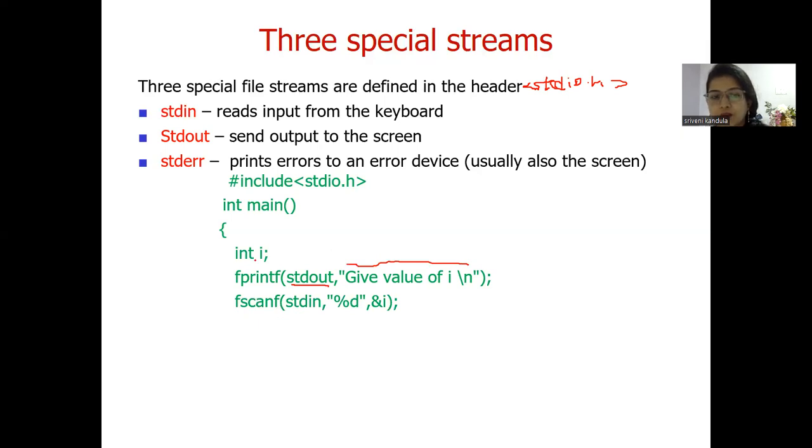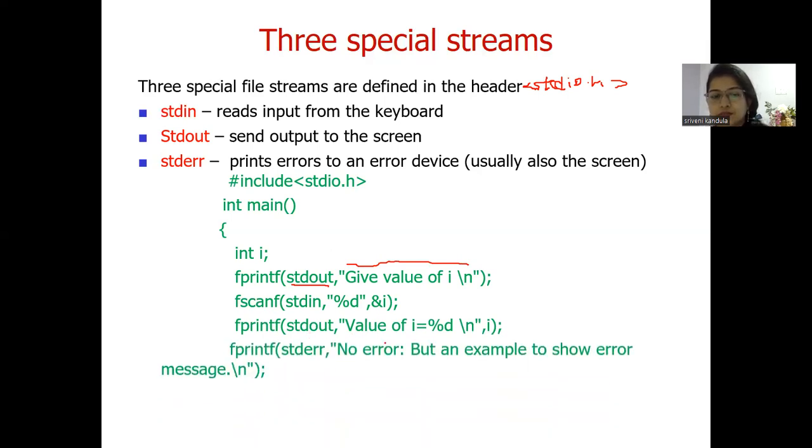And now I want to read the value of this I. So I can use stdin. And whatever value is read, if you want to display the same thing, again we are using stdout. And if you want to display an error message, then you can give the first argument as stderr, followed by the error message in between the double quotes. So let's practice this.